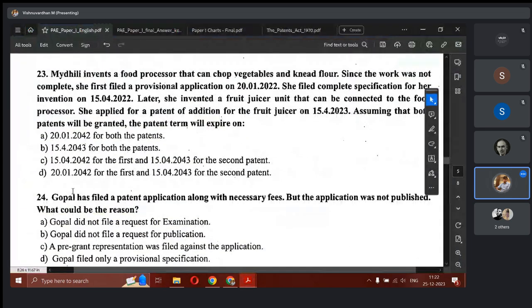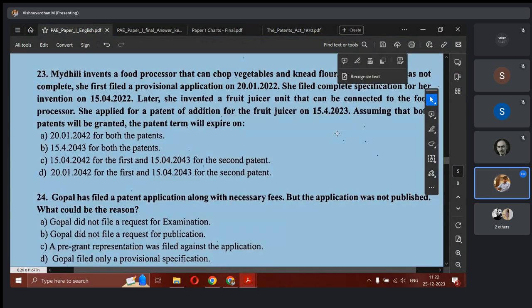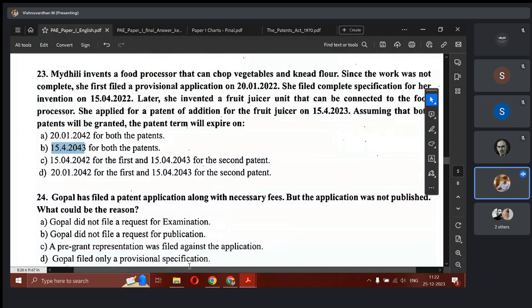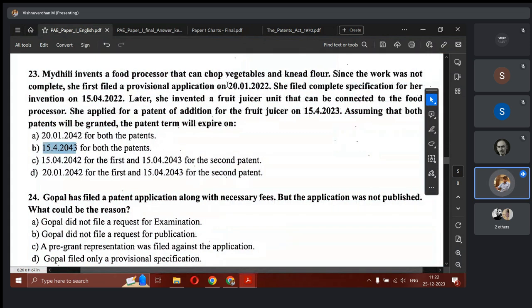So then 23. Maithili invents a food processor that can chop vegetables and knead flour. Since the work was not complete, she filed a provisional application on 20/1/2022. So when do you file a provisional? When your research is not fully done, but you still want to book the priority date. So on 20th Jan 2022, she files it. She filed the complete specification for her invention on 15th April 2022.